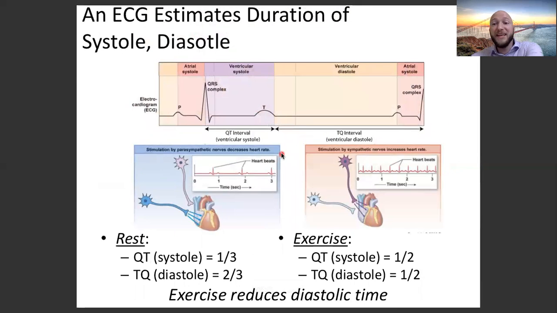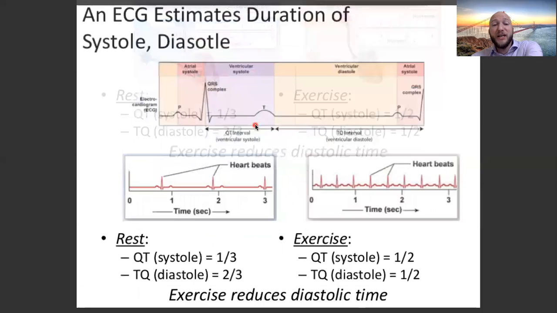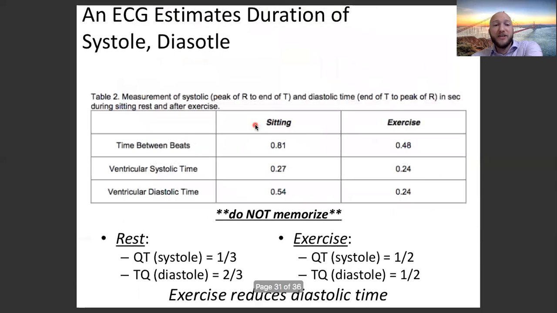So QT is ventricular systole, TQ is ventricular diastole. And what we're actually going to see is that under normal resting circumstances, the QT interval, or ventricular systole, is about 1/3 of the heart cycle. And the TQ, ventricular diastole, is about 2/3 of the heart cycle. When we exercise, the QT, ventricular systole, is not going to change much. There's very slight change between ventricular systole time when sitting and when exercising.